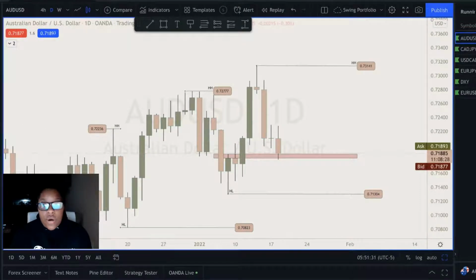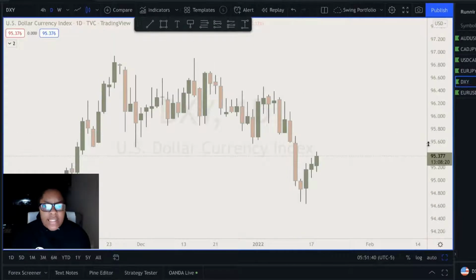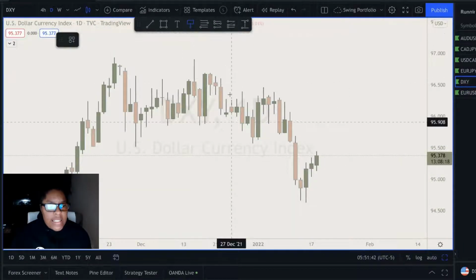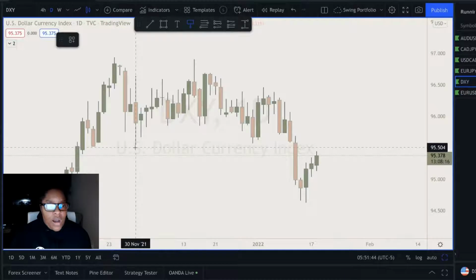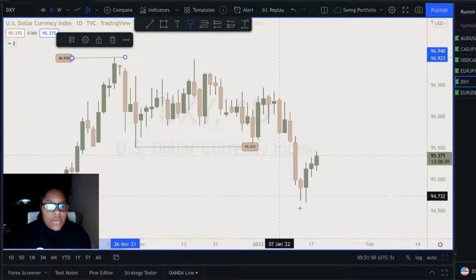Now I'm going to switch it over really quick to the dollar index so I can explain the next pair that I'm going to be looking at. On the dollar index, and I haven't really taken a look at this in a while, one thing that I'm really noticing here is that price created a new low. Price created a new low, right?